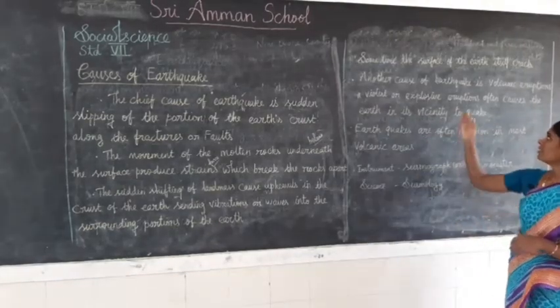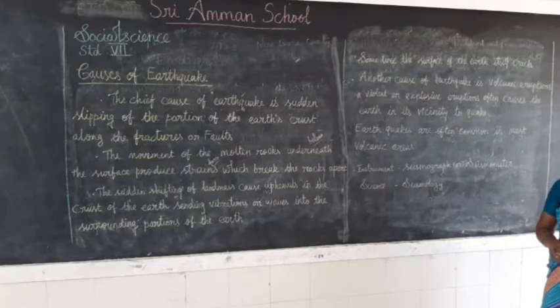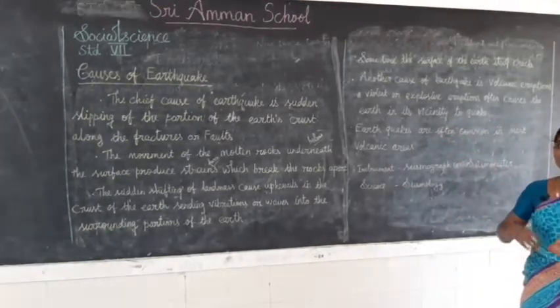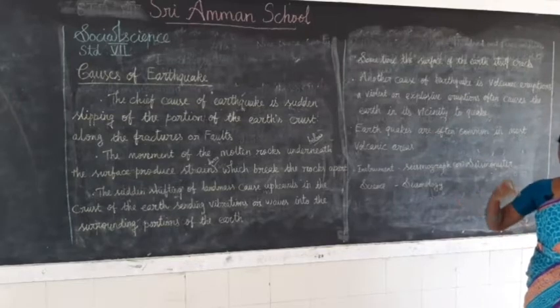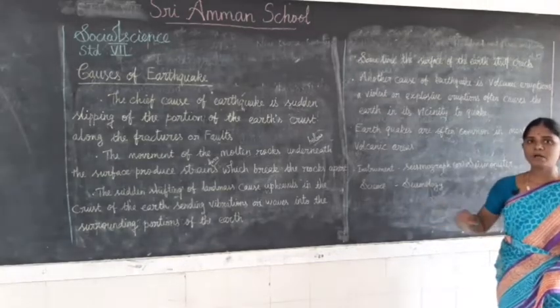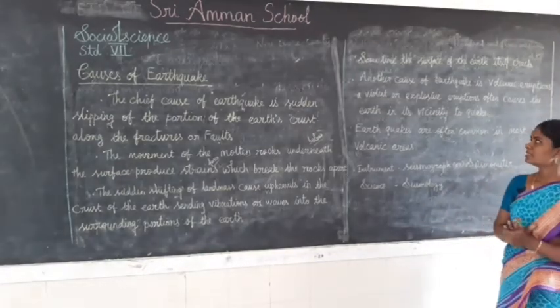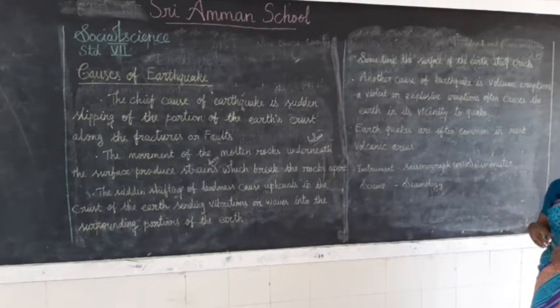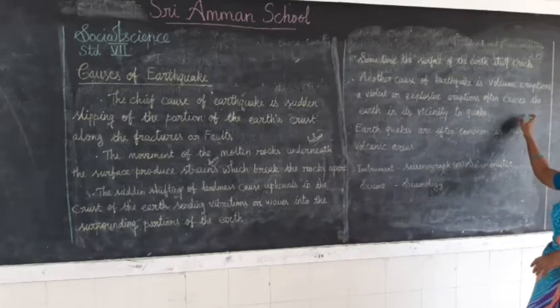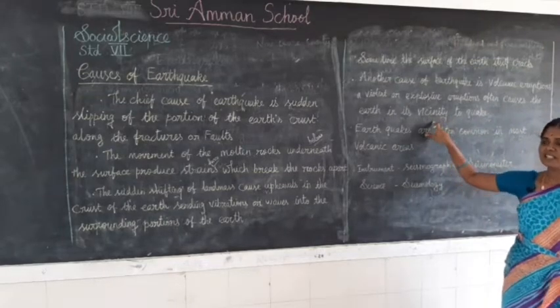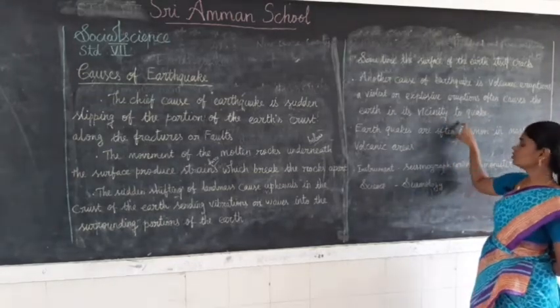Another cause of the earthquake is volcanic eruptions. A violent explosive eruption. Sudden bursting of the volcano produces earthquakes in the nearby areas. Eruptions means bursting. Explosive eruptions often cause the earth in its vicinity to quake. Vicinity means nearby areas.